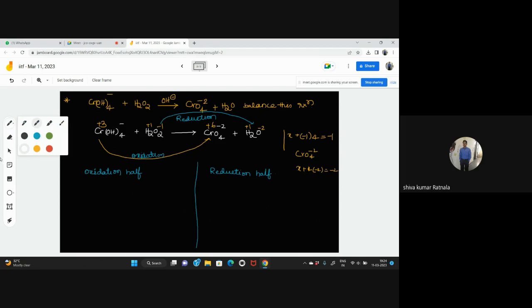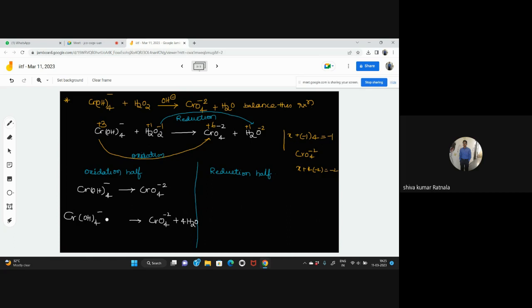Now see, oxidation half. Let me write Cr(OH)4 minus. Remember, we are doing this in basic medium, right? Now see, chromium is balanced, and oxygens are also balanced. Now we need to balance hydrogen. So how much hydrogen are we going to add? Cr(OH)4 minus gives rise to CrO4 2 minus plus 4H plus, plus 4 H2O.